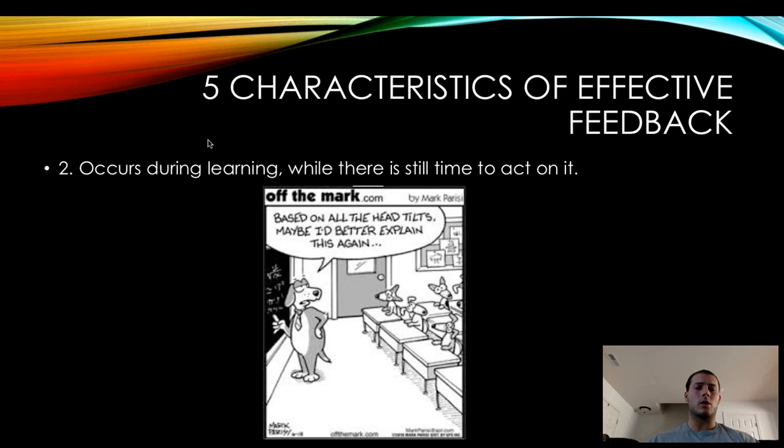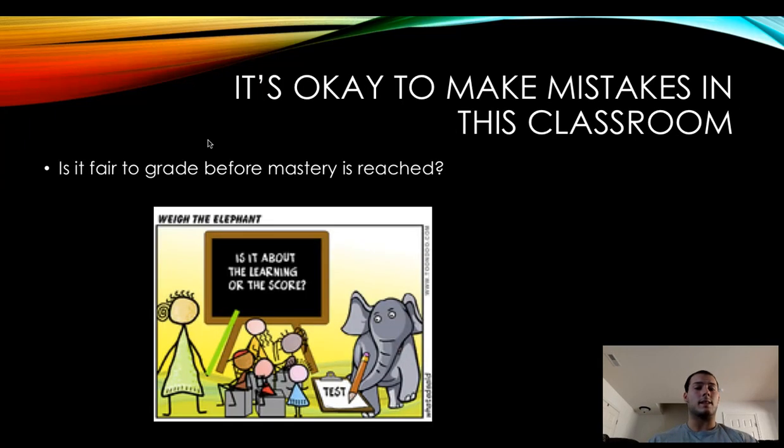Characteristic number 2 occurs during learning, while there's still time to act on it. Effective feedback is only effective if the students still have time to act on it. One of the bigger debates that I noticed in the text is whether it is fair to grade before mastery is reached. Formative assessment should not count against the students because it's formative. It's not summative. It's asking them to show what they know.